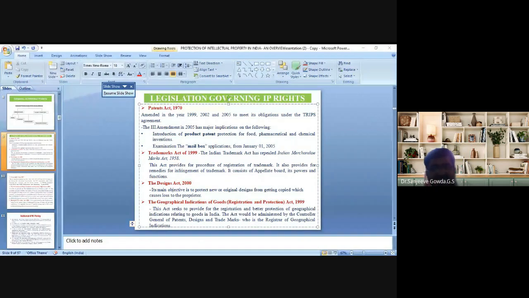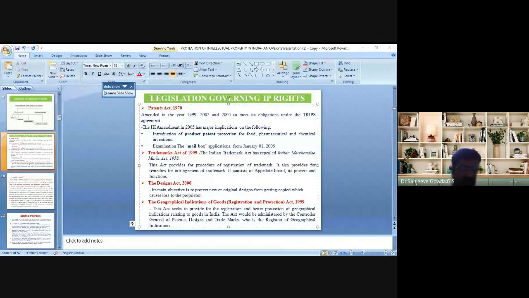Then there is one more legislation, the Geographical Indications of Goods (Registration and Protection) Act 1999. This Act seeks to provide for the registration and better protection of geographical indications relating to goods in India. This Act is administered by the Controller General of Patents, Designs and Trademarks, who is the Registrar of Geographical Indications. So this is one more legislation which protects intellectual property for a group of individuals, what we call the Geographical Indications of Goods Act.